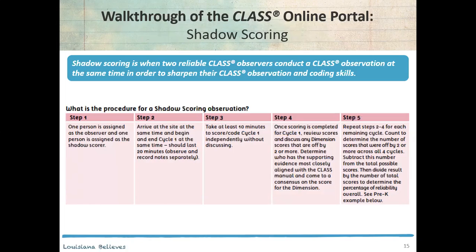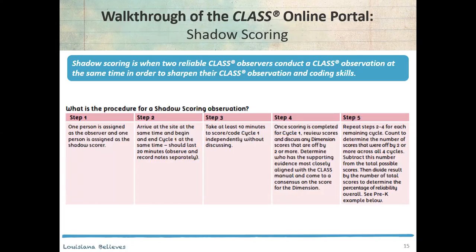If you do have some that are 2 or more off, this is where you want to have a discussion about who has the best evidence for it and how it aligns most closely with the CLASS manual. And you want to reach a consensus on what that score should be. Step 5, after you've repeated these steps for all your cycles, you then need to generate an observer reliability score.